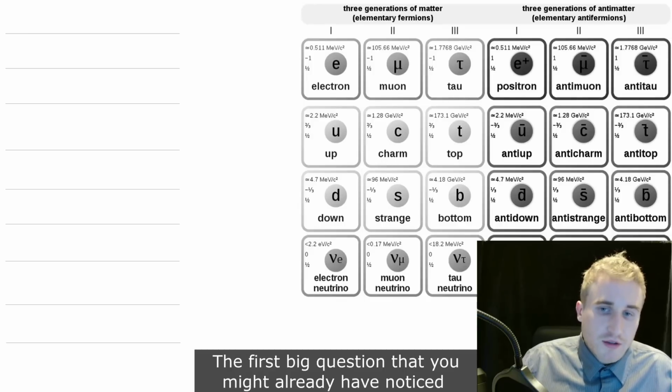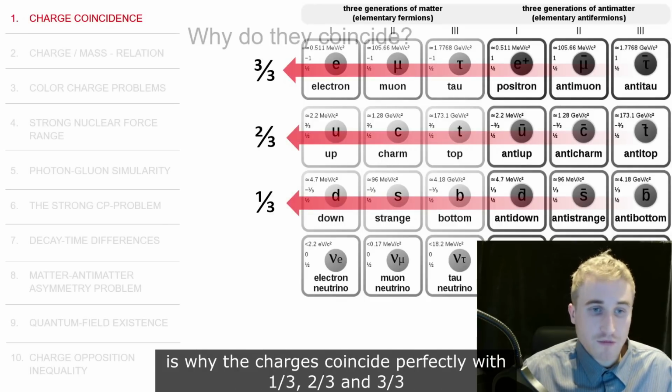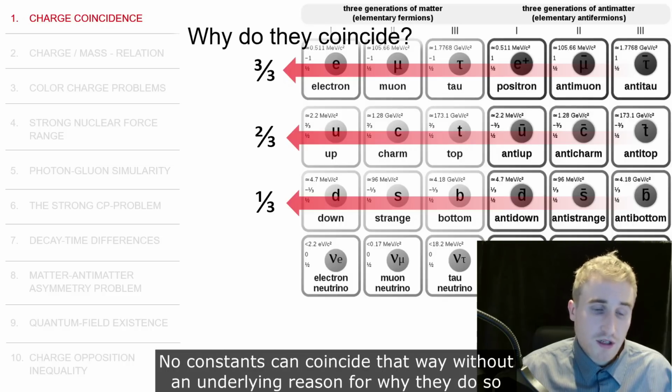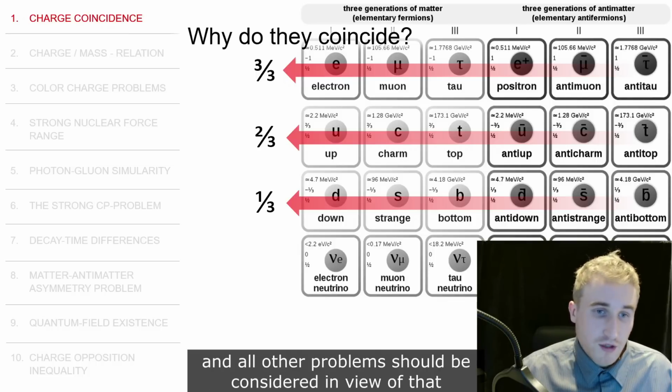The first big question that you might already have noticed is why the charges coincide perfectly with 1/3, 2/3 and 3/3. This may not sound like a problem, but in my view it definitely is. No constants can coincide that way without an underlying reason for why they do so, and all other problems should be considered in view of that.